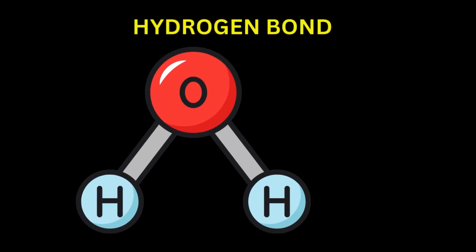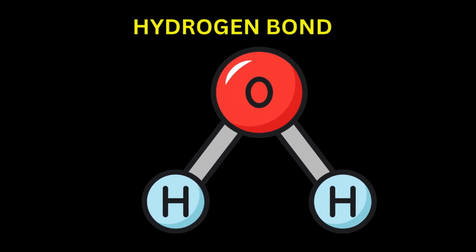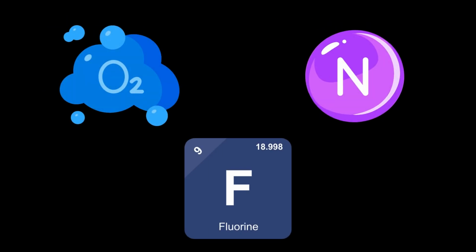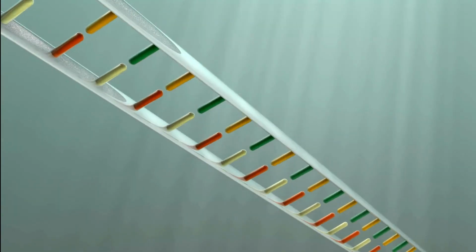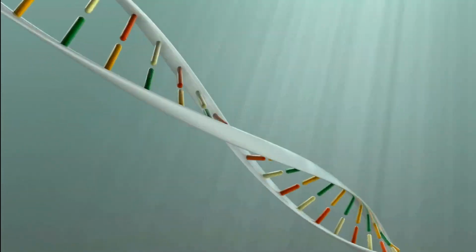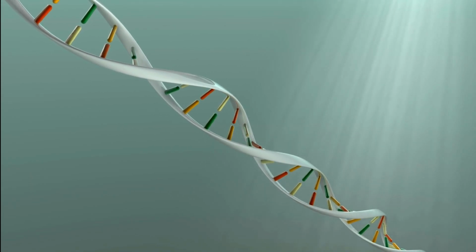Hydrogen bonds. A special type of bond between a hydrogen atom in a polar covalent bond and an electronegative atom, usually oxygen, nitrogen, or fluorine, in another molecule. Important in the structure of water molecules and the stability of biological molecules like DNA. Understanding these types of bonds helps explain the properties and behaviors of different substances in chemistry.